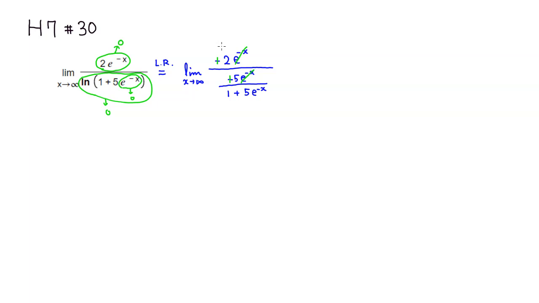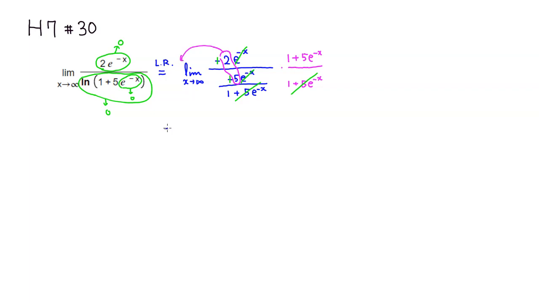I don't like to have a fraction inside a fraction, so I'm going to multiply top and bottom by 1 plus 5 e to the negative x. That way, I can cancel this denominator here and here. Let's not forget the 2 over 5 is still there, so I'm going to place it in front of the limit.